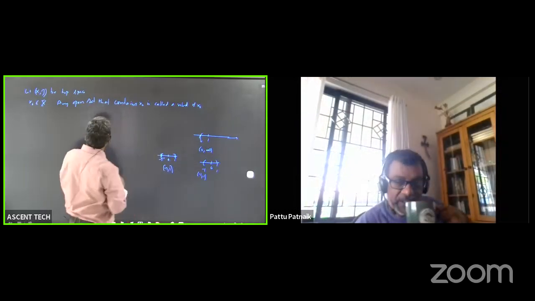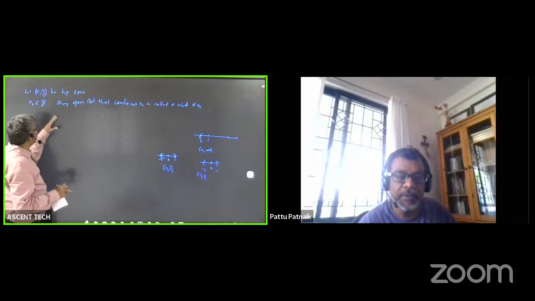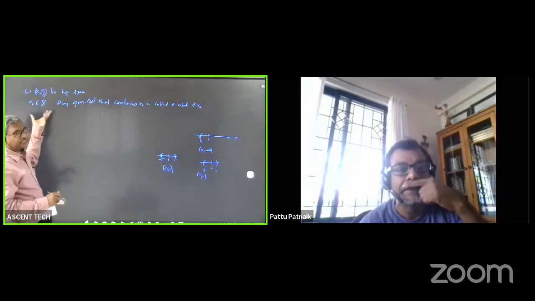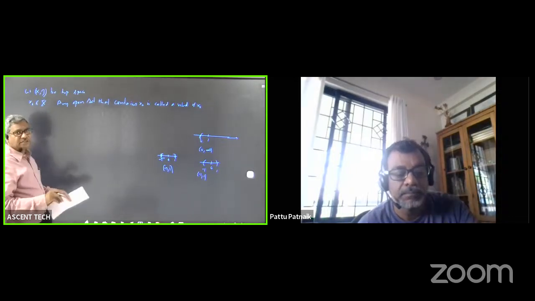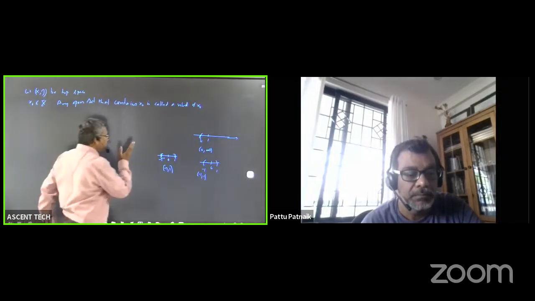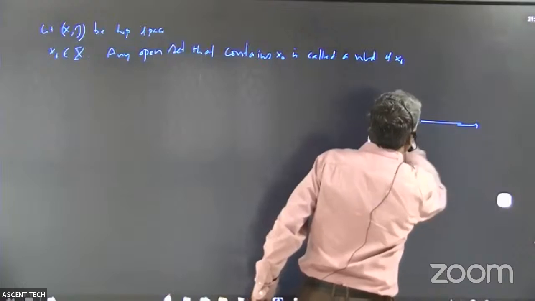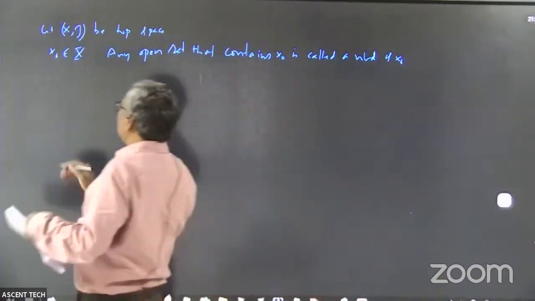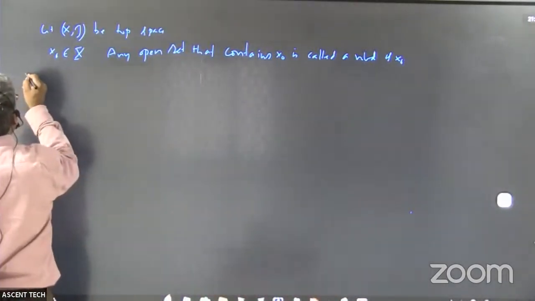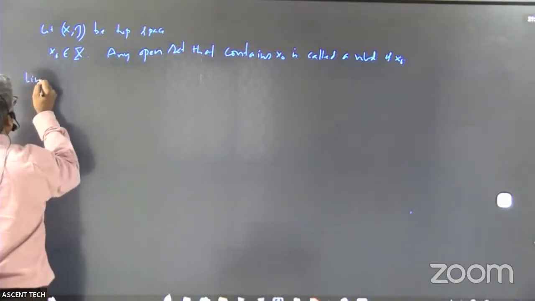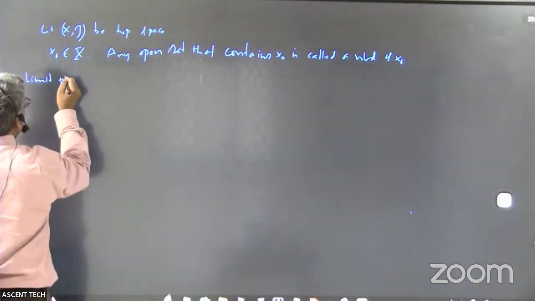So in general, in a topological space, what is a neighborhood of x naught? Just any open set that contains x naught is a neighborhood of x naught. Let me use that kind of language from now onward. It becomes easy for us. So talking about limit point, derived set.